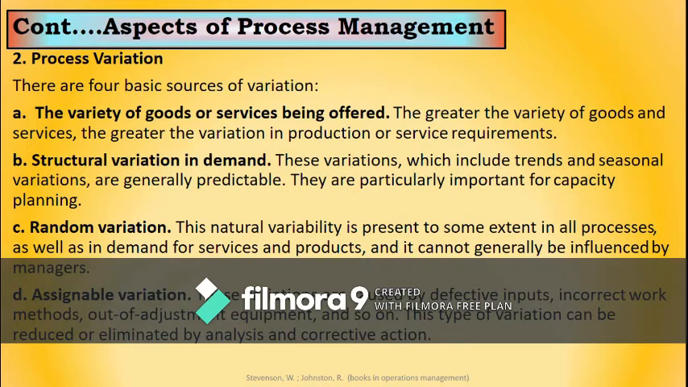And of course, there are those random variations. This natural variability is present to some extent in all processes, as well as in demand for services and products, and it cannot generally be influenced by managers. So random variation. I'm gonna mention a company here. Universal Robina Corporation, URC. I hope you're familiar with this because you've been eating their products and drinking their products. They are the ones producing Jack and Jill. You're already familiar with Jack and Jill products, right?